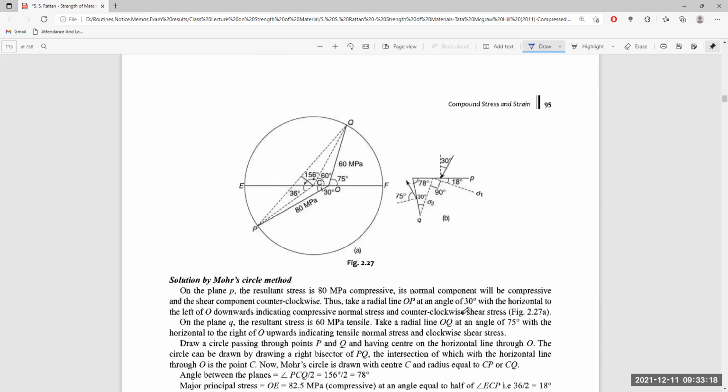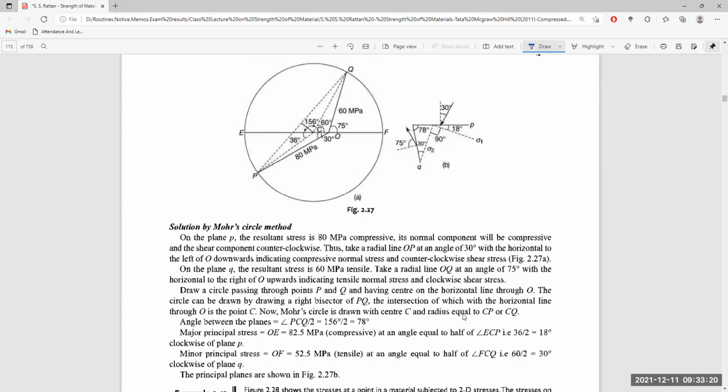On the plane AP, the resultant stress is 80 MPa compressive, and its normal component will be compressive and the shear component is counterclockwise. So take a radius line OP. What is that? That is O into P, from here to here. The radius OP is at an angle of 30 degrees with the horizontal, to the left of O, downwards, indicating compressive normal stress and counterclockwise shear stress.